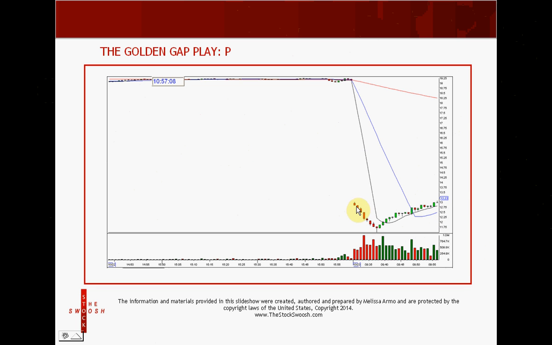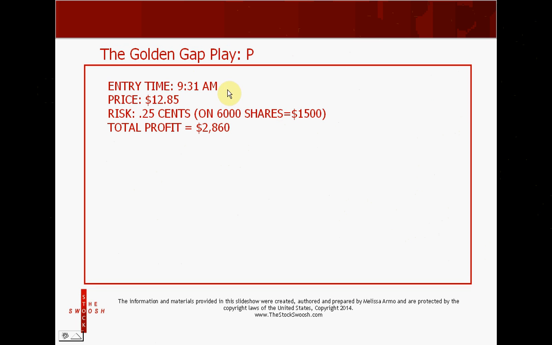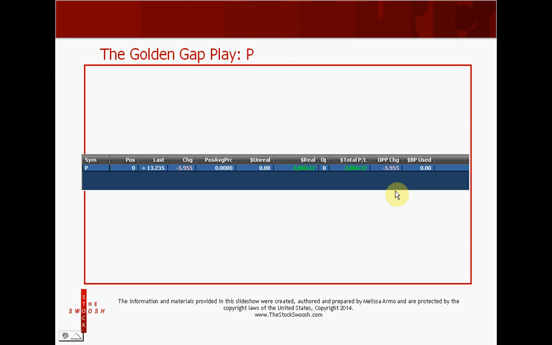Okay, we talked about this earlier. When the P set up, this is the 1 minute chart I had showed you earlier in the day. The short was right here in P, and look where it went. This really was an amazing move. I did the trade at 9:31, shorted it, boom, and I made 28.60. Again, I had a beautiful day in this, and I thought that was amazing.